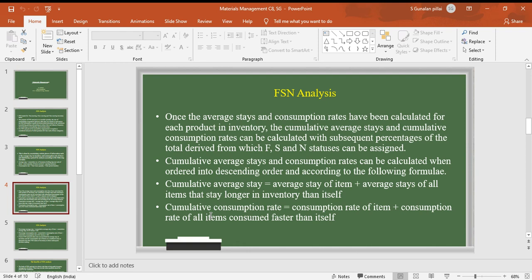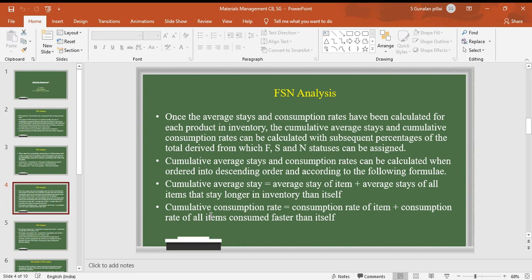The cumulative average stay and cumulative consumption rates can be calculated, with subsequent percentage of the total derived, from which the products can be assigned fast moving, non moving or slow moving status. So depending upon the average stay and consumption rate, we can calculate the cumulative values and the fast moving, slow moving and non moving status for the particular products.